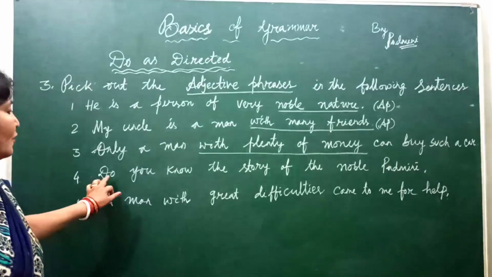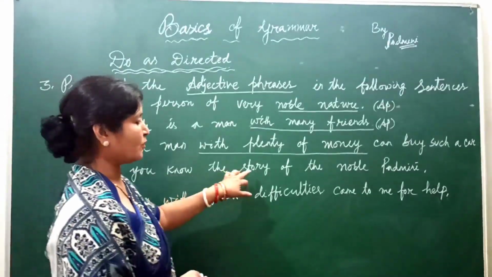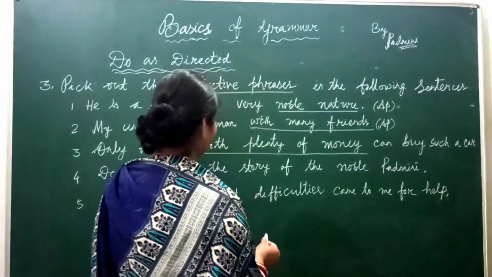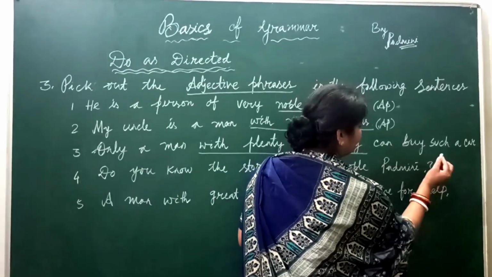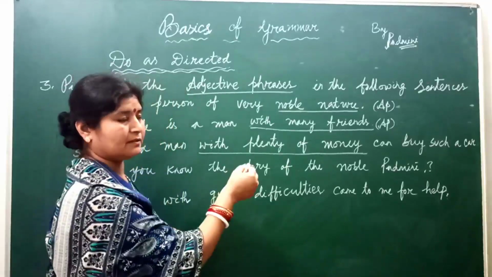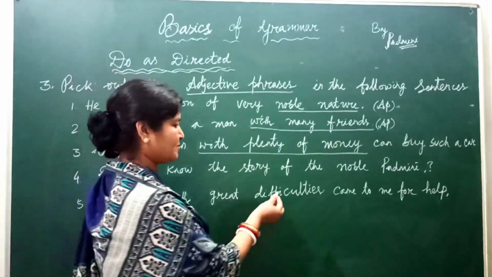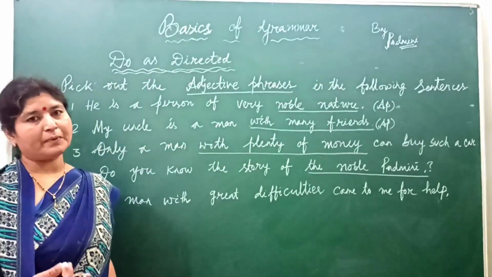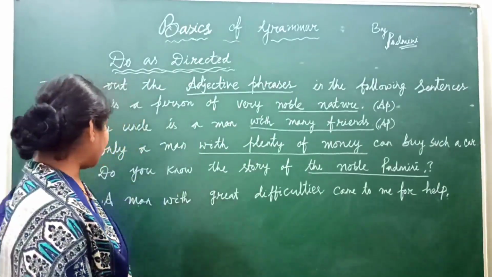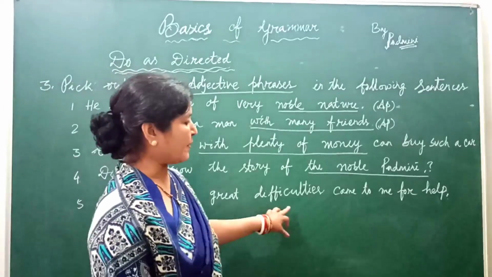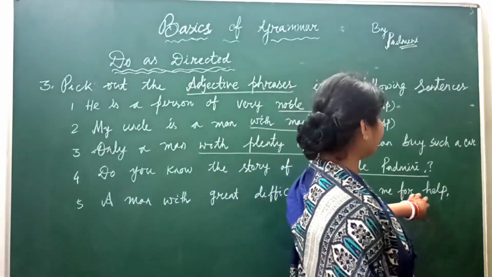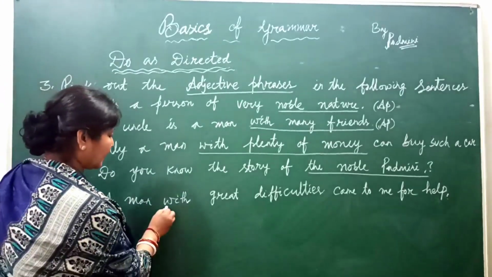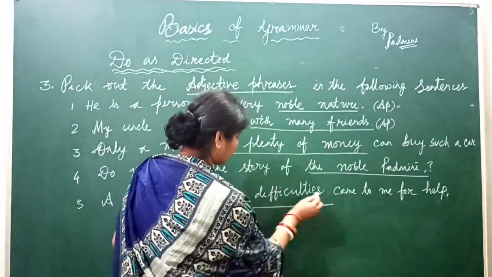Okay. Do you know the story of the noble Padmini? So which is the adjective? Noble is the adjective. So "the noble Padmini" is the adjective phrase. The next, a man with great difficulties came to me for help. A man with great difficulties. So, "with great difficulties". So, great is what?